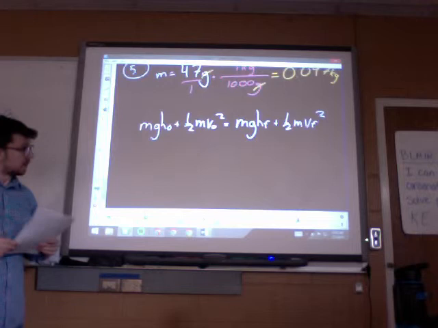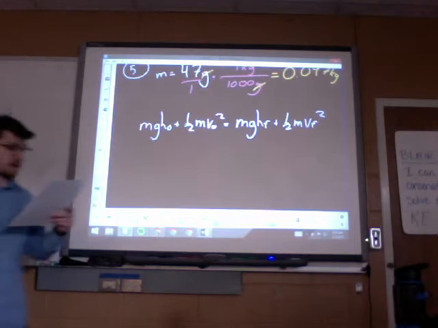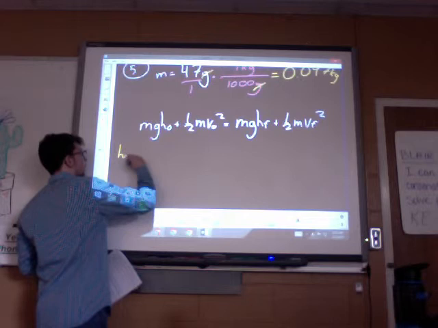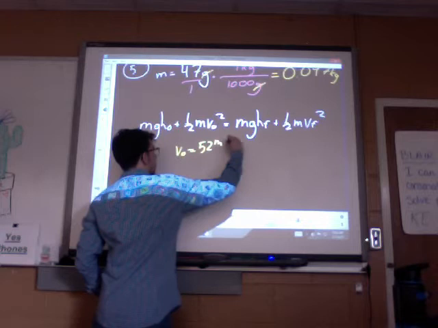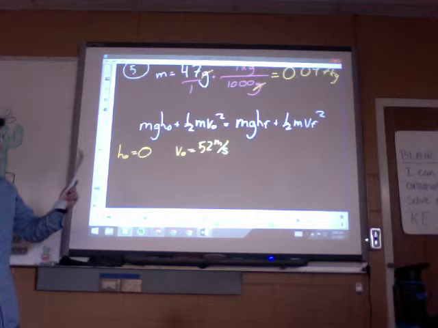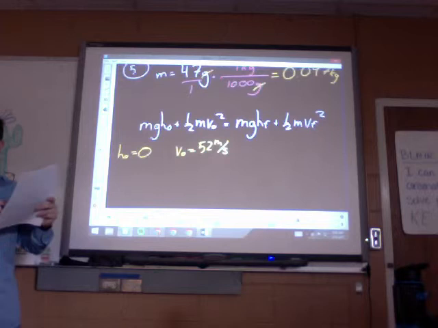Let's talk about what we have. What do we know? You guys said initial height was what? Zero. Initial height is zero because it starts on the ground. And what's 52.0? Initial velocity. The initial is 52 meters per second. 24.6, is that the initial or final? Final height is 24.6.